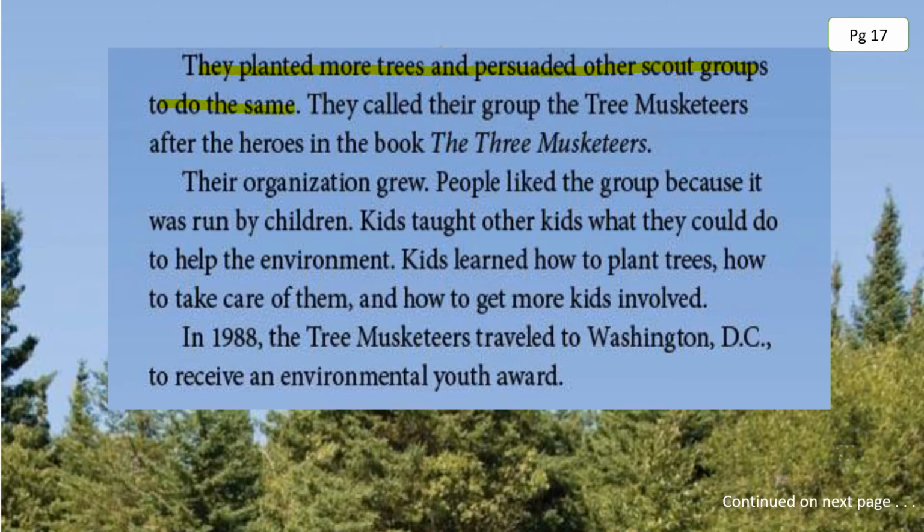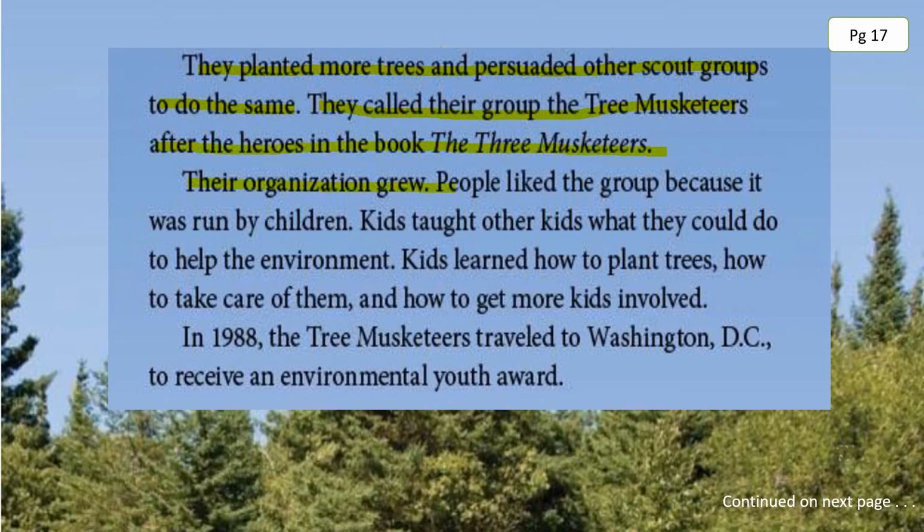So remember, the problem was there weren't a lot of trees. They wanted to save them and protect them. So part of the solution was planting more trees. Now another solution is getting other scout groups to do the same. They called their group the Three Musketeers after the heroes in the book, The Three Musketeers.